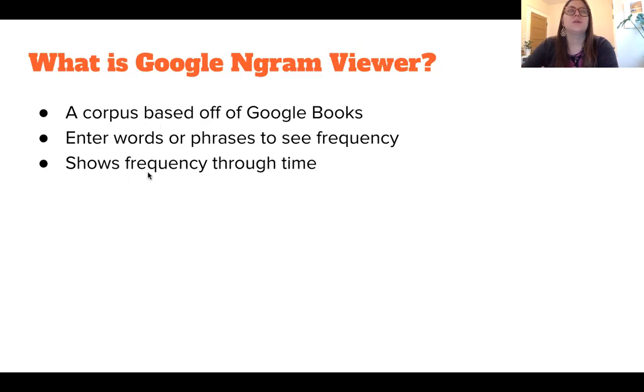So especially if you're working with students who are more advanced and they might find a word in the dictionary that they don't really understand how to use properly, you can say, okay, let's look at the data. Let's look, maybe in 1800, this word was commonly used, or in 1950, but today it's not.